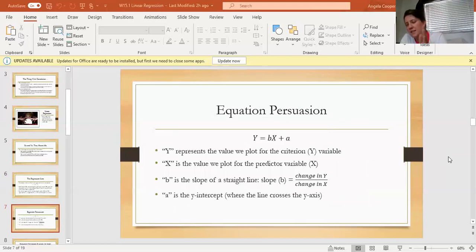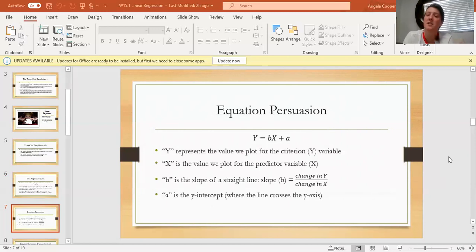So looking at this formula, y equals bx plus a, we know that y represents the criterion variable, the variable that is to be predicted. This is what we do not know at this point. And we're using the rest of the equation to tell us what y is, what the predicted y value will be. X is the value that we plot for the predictor variable. Again, we're provided with x in a linear regression problem. We're saying, oh, x equals 7, what's y equal? What's the predicted value for y when x equals 7, or what have you? And we need to calculate that.